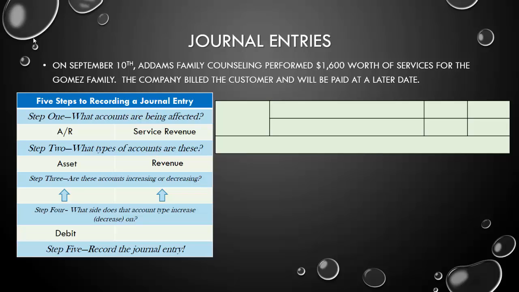And assets increase with a debit, revenues increase with a credit. So our journal entry on September 10th is going to be a debit to accounts receivable for $1,600 and a credit to service revenue for $1,600. We performed services on account.